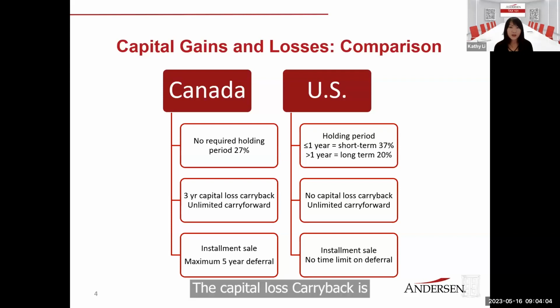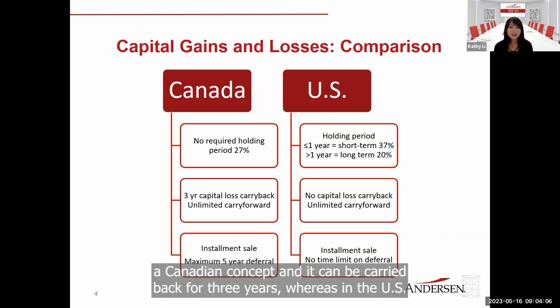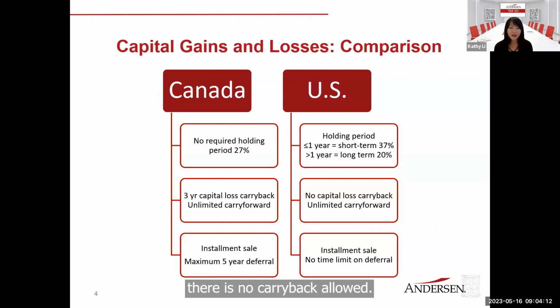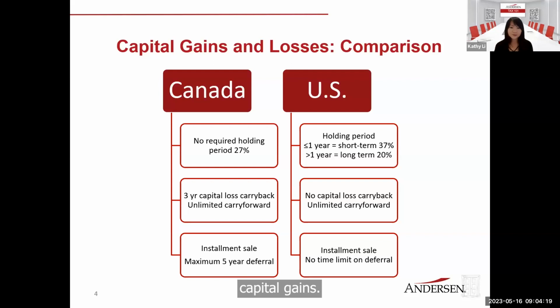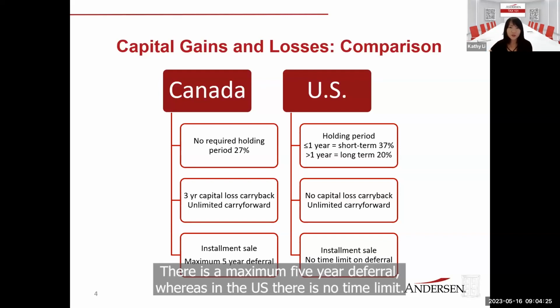The capital loss carryback is a Canadian concept, and it can be carried back for 3 years, whereas in the U.S. there's no carryback allowed. However, both countries have unlimited carry forwards to offset capital gains. There's also installment sale rules. In Canada, there's a maximum 5-year deferral, whereas in the U.S. there is no time limit.